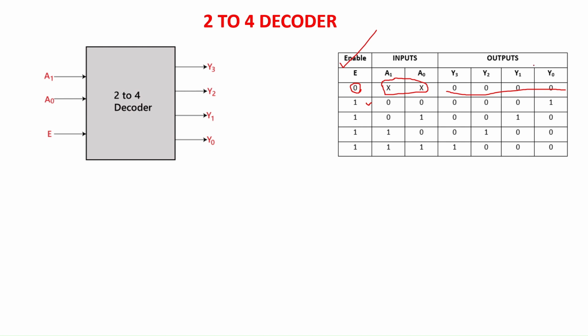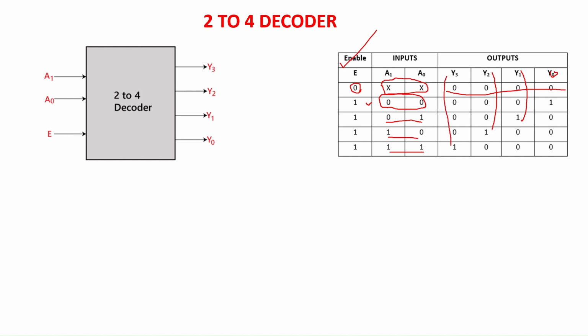We need to just find the decimal equivalent of these two bits. The decimal equivalent of 0, 0 is 0, so Y0 is set to 1. Next, for the combination 0, 1, the decimal equivalent is 1, so the Y1 bit is set to 1. Next combination is 1, 0. The decimal equivalent is 2, so Y2 is set to 1. Next 1, 1. The decimal equivalent of 1, 1 is 3, so the Y3 bit is set to 1. This is the truth table for the 2 to 4 decoder.